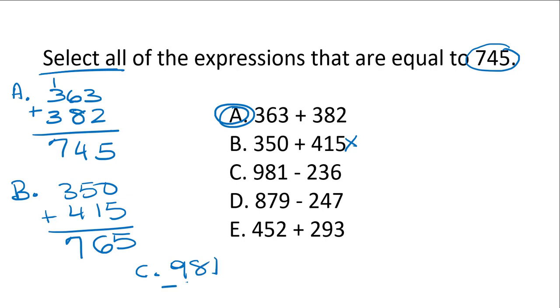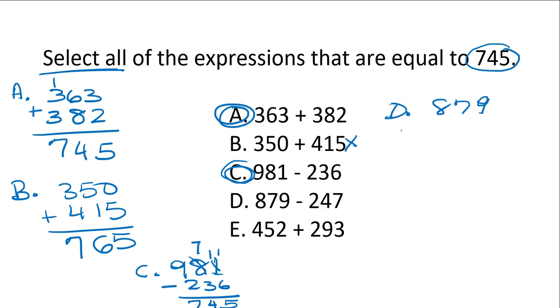981 minus 236. Right? So 1 minus 6, I can't do that. I have to regroup. The 8 becomes a 7. 11 minus 6 is 5. 7 minus 3 is 4. And 9 minus 2 would give me 745. Is that 745 that I'm looking for? Yes, it is. All right, so let's move on to letter D.